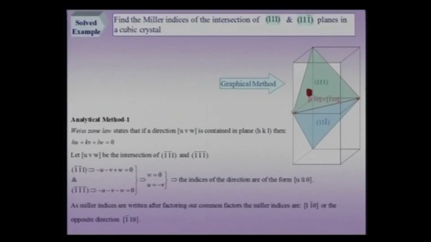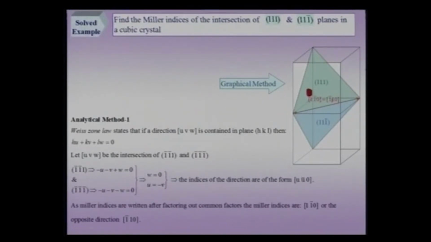Suppose I take this as the origin, and I take this as the head of the direction, then I know the vertices of this are 1 1 0 and this will be 0 0 1. So I subtract 0 1 from 1 0, I get 1 1 bar 0, and therefore I enclose it in bracket. The opposite direction is obtained by taking negatives, so I will get [1 bar 1 0] as the opposite direction. So the line of intersection would be [1 1 bar 0] or [1 bar 1 0]. So this is a graphical simple method of finding out the intersection of the two planes.